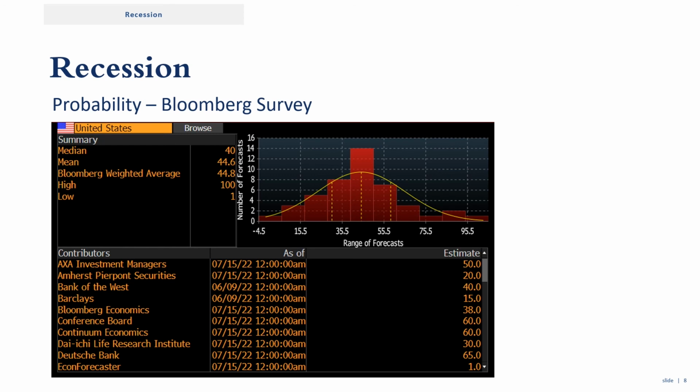The probability from the Bloomberg survey has a median of around 40% and a mean, or the average, of 44.6%. You can see the distribution. These are the contributors from all the different banks and investment firms around the country that Bloomberg surveys, and they take the average of that and look at the statistics: the median, the mean, the high, and the low. So from that model, there's almost a 45% chance of a recession. It's interesting that based on which model you look at and which definition you use, a recession looks a little different.